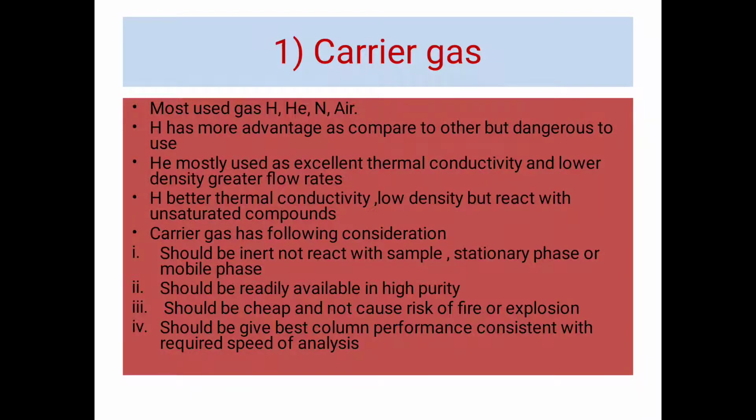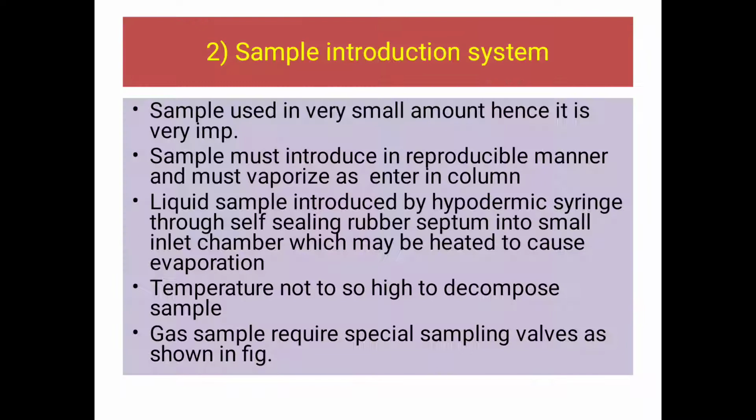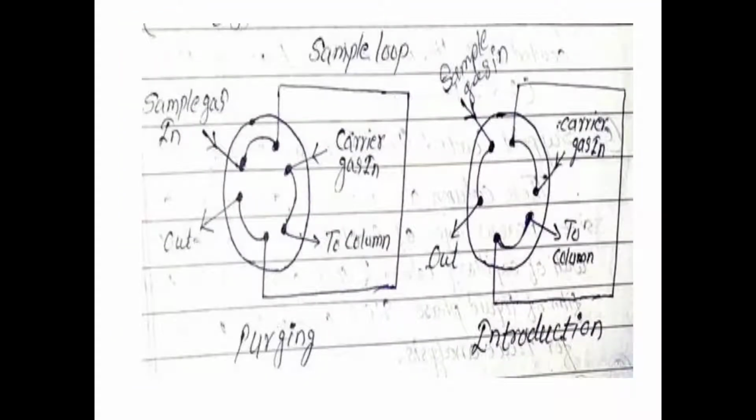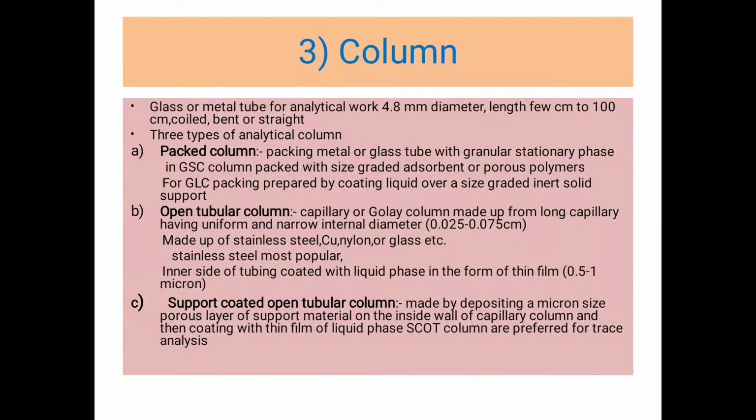Generally helium is used as a carrier gas because it has a less dangerous effect, while hydrogen is a highly dangerous gas and therefore it is not used. Then the sample introduction system, which we already discussed in the last lecture. This is the purging and introduction system for the samples. Now today we are going to start with the column in the GC.